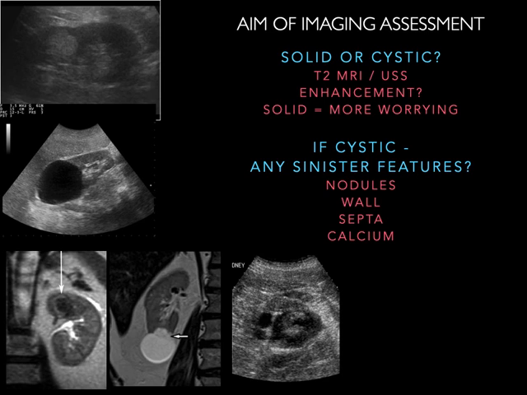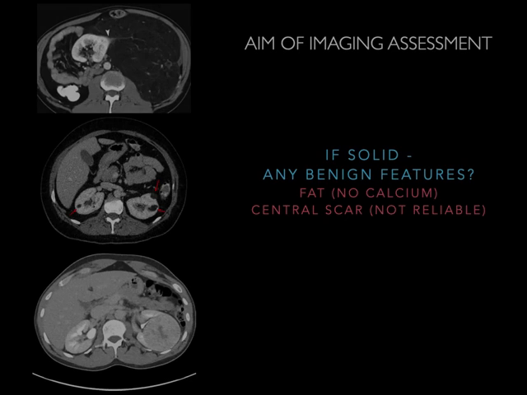So is there a nodule? Is the wall thickened at all? Are there septations? Is there enhancement, again, of these features? The last thing is we look for calcium. So traditionally we've used that as part of the Bosniak classification, but actually we'll get to that later. We're not as worried about that at the moment with the new guidelines.